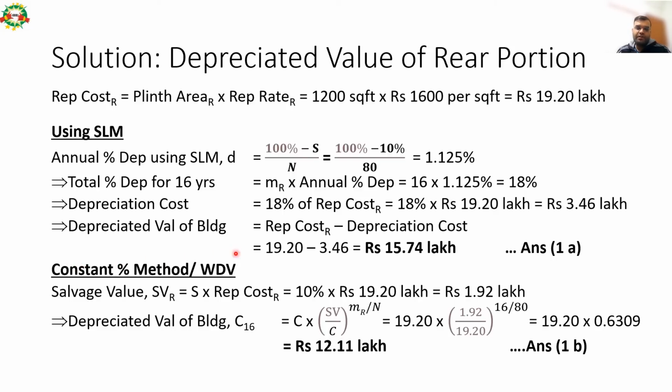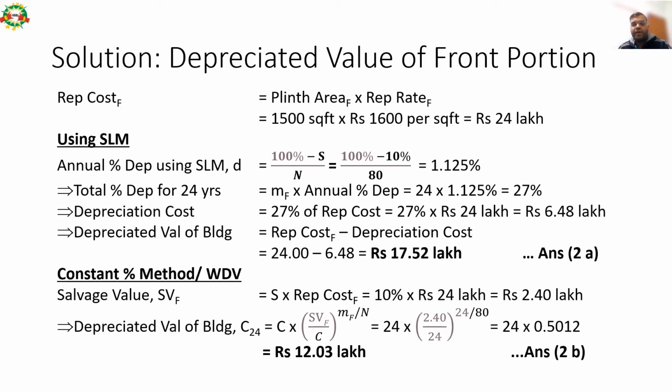So that is 10% of 19.20 lakh, which is equal to 1.92 lakhs, the salvage value in absolute terms of the rear portion. So that means the depreciated value of the building after 16 years, which is the age of the rear portion, is equal to RCN minus (RCN minus SV) divided by RCN, raised to the power of the age of the rear portion divided by the total life of the building, which is 80 years. So using this formula we can calculate the depreciated value of the rear portion of the building as 12.111 lakh.